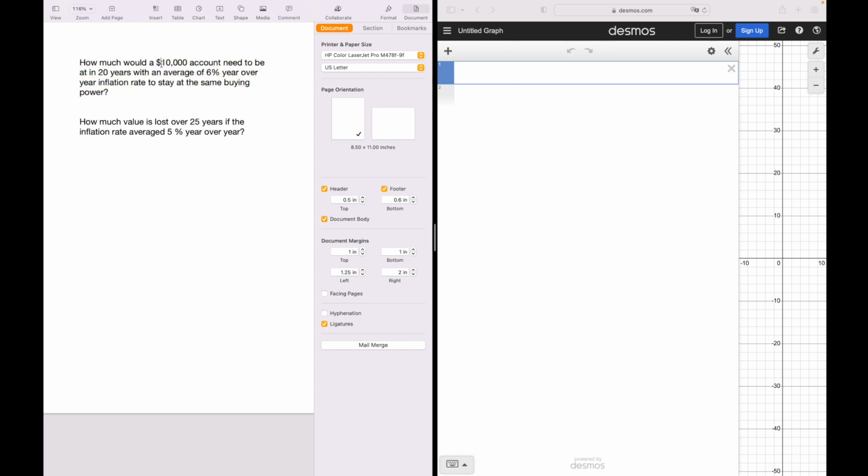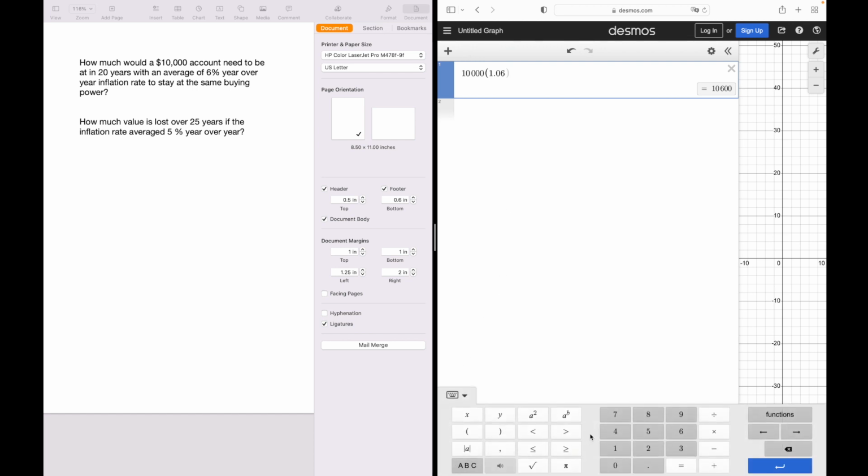So again, 3 things. Money in the account first. So money in the account is 10,000. So we're just going to go 10,000. And one thing to note, Desmos doesn't do commas. So don't put a comma in here. Just type it out. And then we're going to multiply that by the inflation rate. So look for that. 6% right here. So remember that's 1.06. And then put that to an exponent.